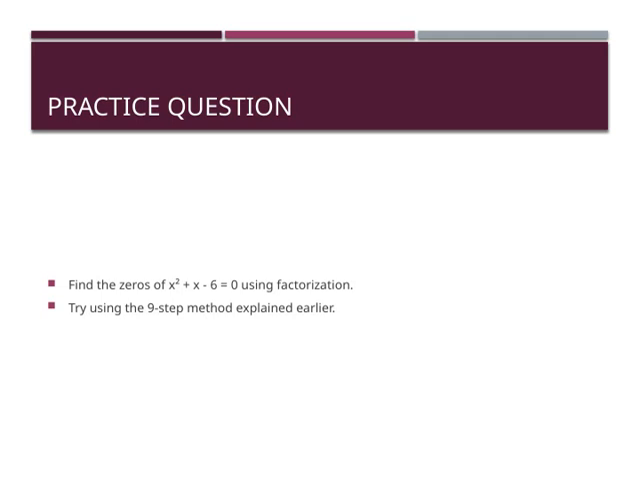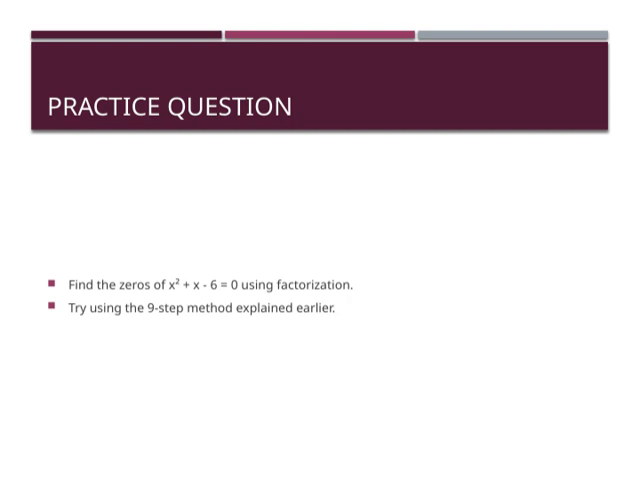Let's take a look at a practice question now. We need to find the zeros of the quadratic equation x squared plus x minus 6 equals 0 using factorization. Remember, the goal here is to determine the values of x that make the equation true. That's what we mean by zeros. To do this efficiently, I want you to try applying the 9-step method we discussed earlier. This method guides us through the process systematically, helping us stay organized and confident.